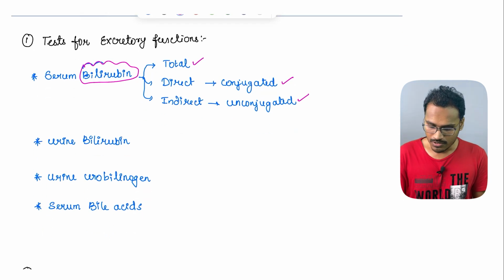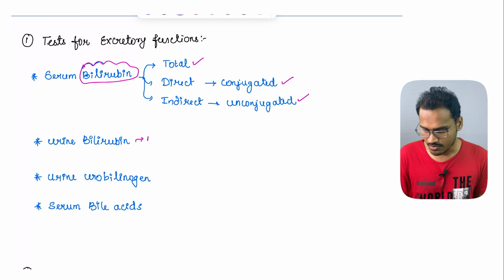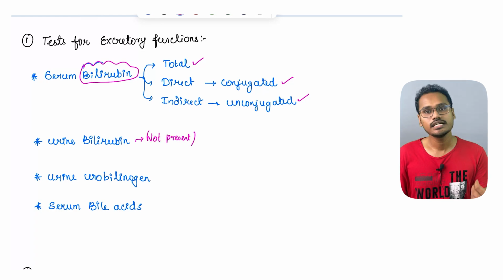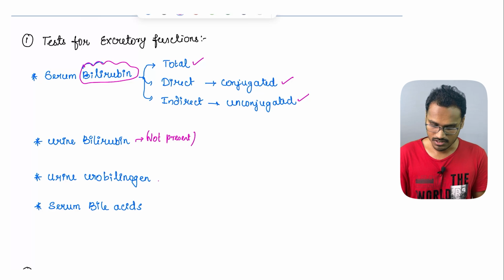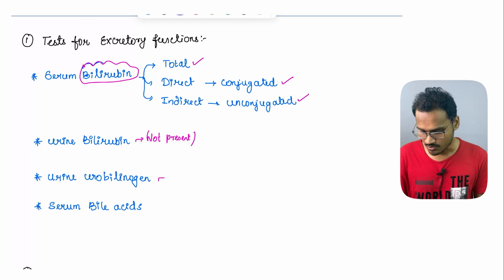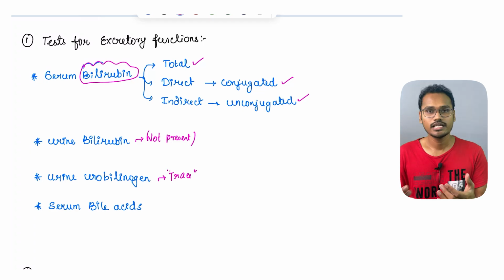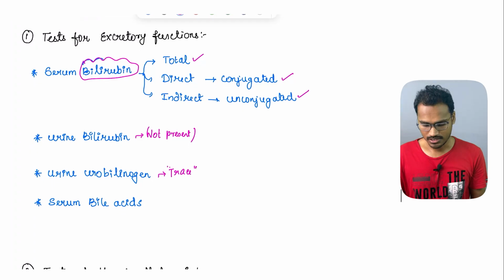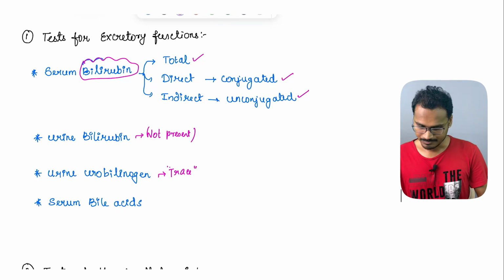Then next, urine bilirubin. It is actually not present in a normal person, but in diseases, in case of jaundice, it can be present in the urine. And urobilinogen is present in trace amounts in a normal individual. Again, in some disease conditions, it is going to increase. Then we can also check the serum bile acid levels directly. So these are the tests of excretory function.